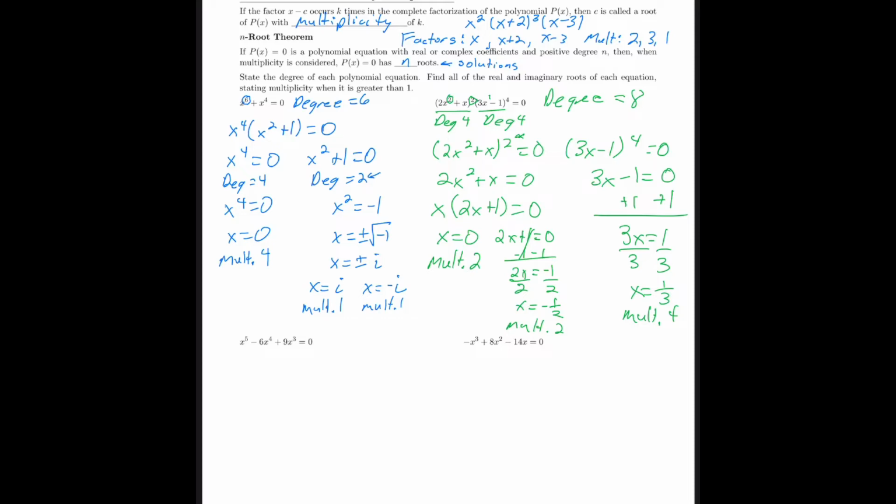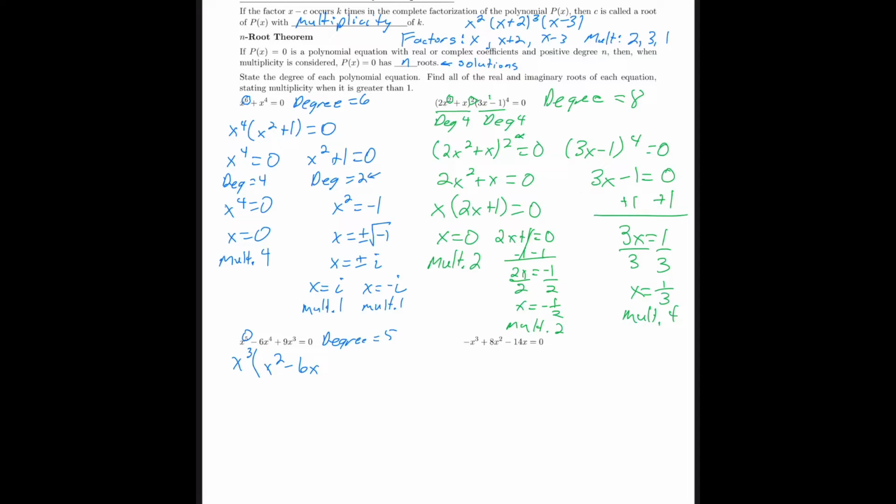And notice if you add up the multiplicities, you get the original degree. So 4 plus 2 plus 2 is 8. 1 plus 1 plus 4 is 6 over in the first problem. Okay. So at this point, go ahead and pause the video for a second and try these other two on your own. And when you play it again, we'll go through them.